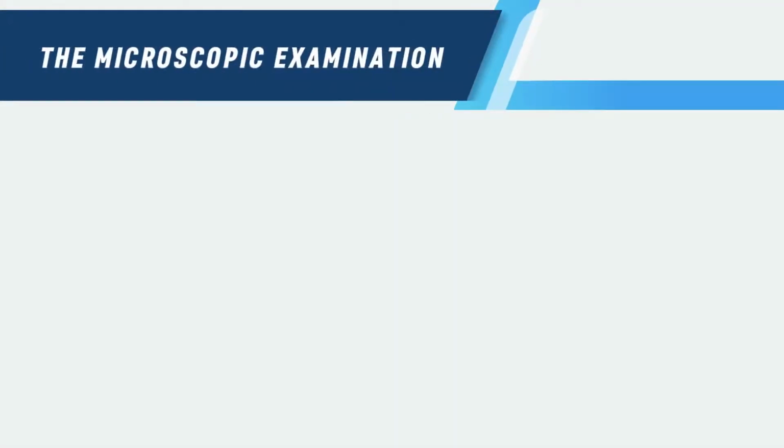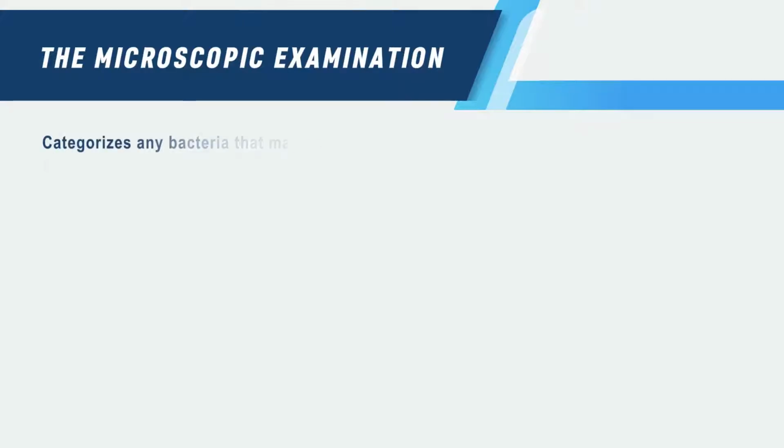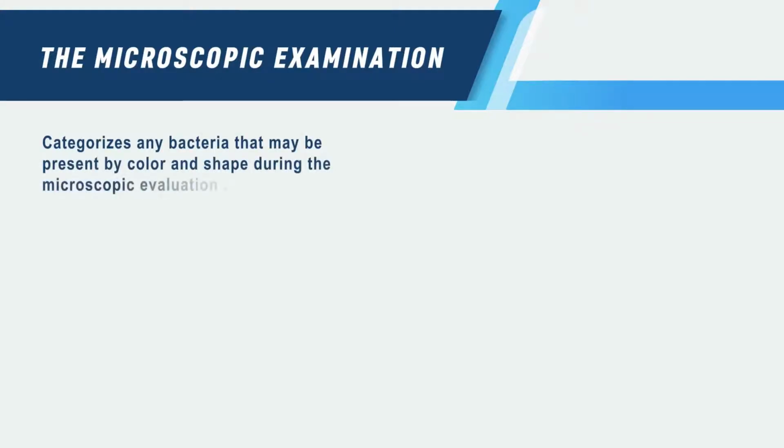The microscopic examination. Bacterial identification initially entails examination of microscopic morphology and staining characteristics. Is the gram reaction of the cells positive or negative? What is the cell shape? What is the cell arrangement? Then we categorize any bacteria that may be present by color and shape during the microscopic evaluation.